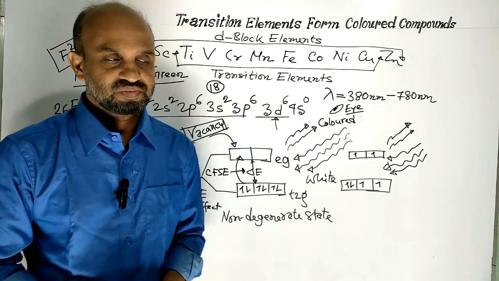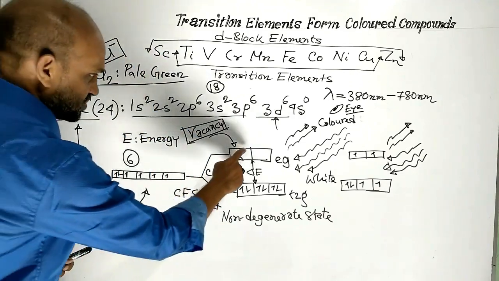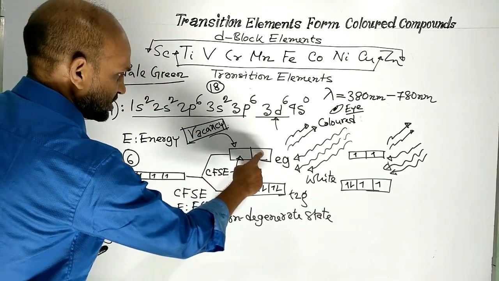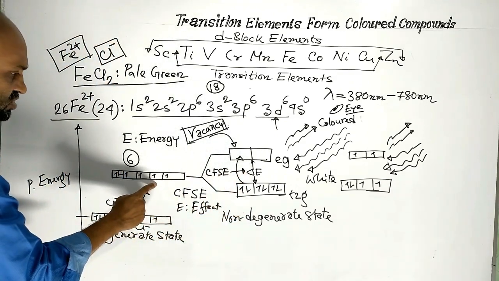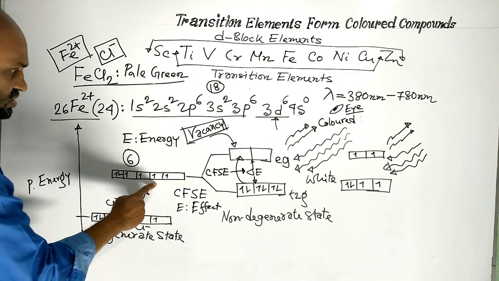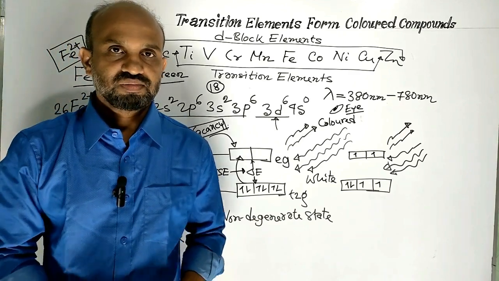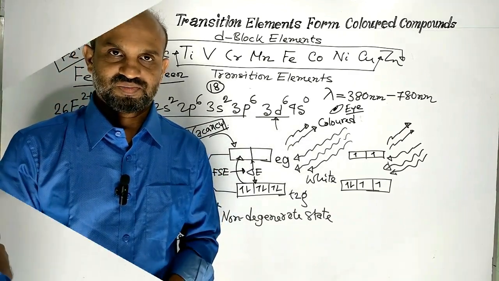At the same time, the vacancy of these orbitals and the energy gap, that is, the splitting of the orbitals, is responsible for forming colored compounds.